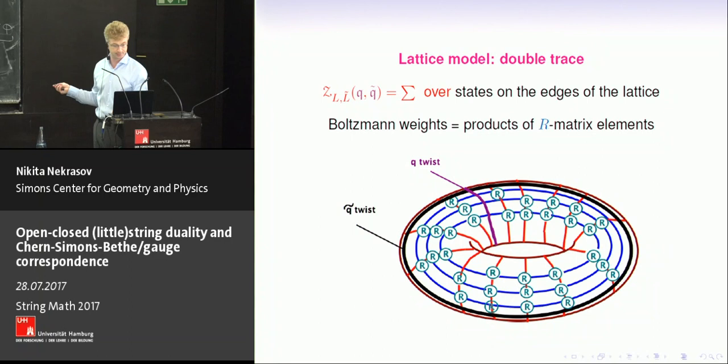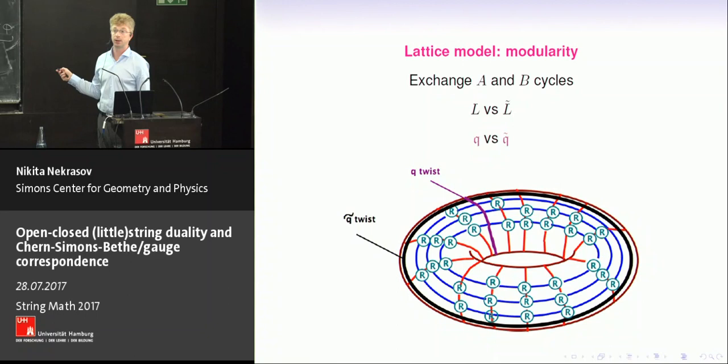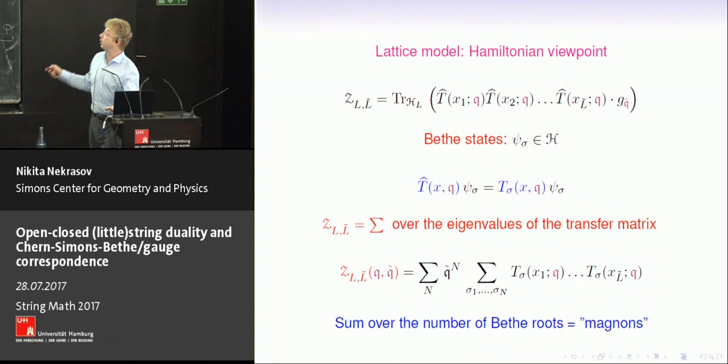Now, this lattice point of view, this two-dimensional point of view, is interesting because it shows that your partition function will exhibit some modular properties. It will be invariant under the exchange of the Q versus Q tilde twist parameters and the sizes L versus L tilde. But the Hamiltonian viewpoint, where you pick one of the cycles and call it the time cycle, is useful because you can write a representation of the partition function in terms of the eigenvalues of the transfer matrix.